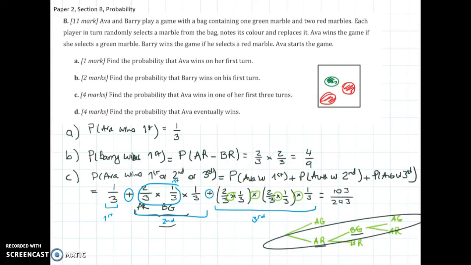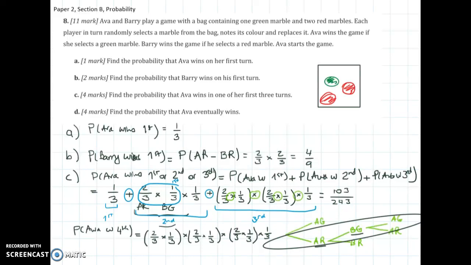Maybe you have seen by now what is the probability of Ava winning in the fourth turn. They are not asking for that, but it will be nice to see it because then it's going to be very easy to answer part D. Well, first of all, she's not winning in the first turn, and neither is Barry, so none of them is winning in the first turn. So we have a factor of 2 over 3 times 1 over 3. And then they are not winning on the second one, so we have another factor of 2 over 3 times 1 over 3. And then they are not winning in the third one either, so 2 over 3 times 1 over 3. And then finally she wins in the fourth turn.